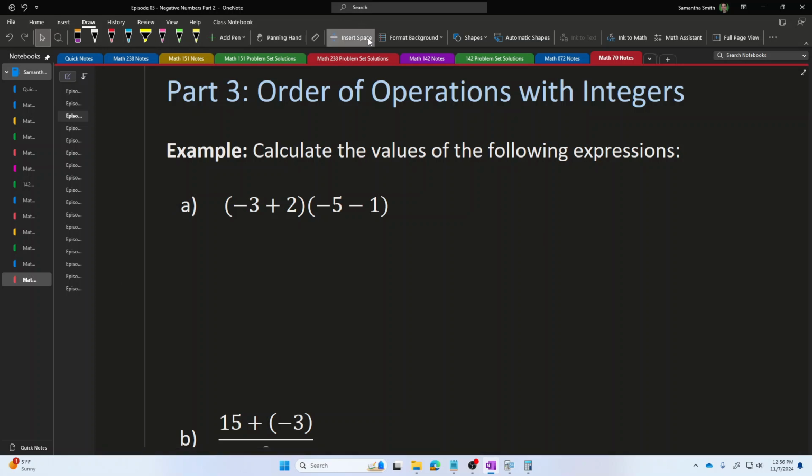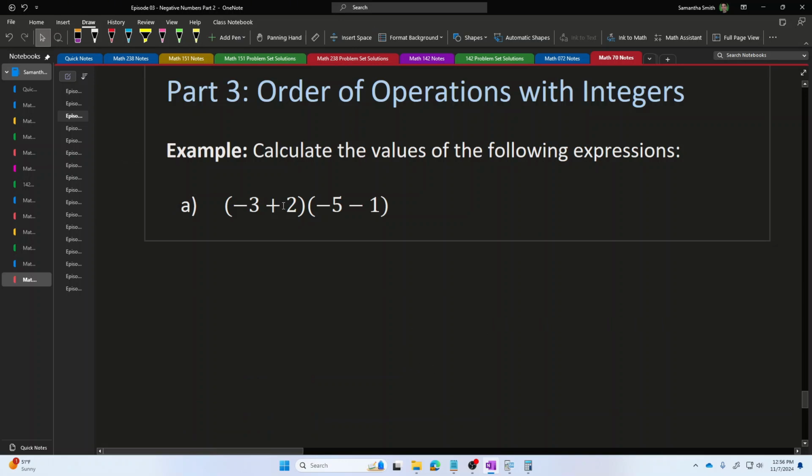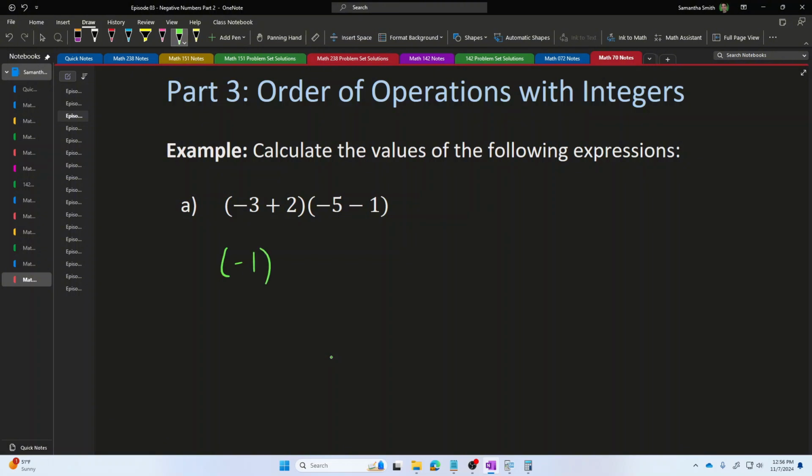Now, following PEMDAS, the very first thing that I'm going to do is work on these additions and subtractions inside of the parentheses. So the first thing I'm going to ask myself is, what is -3 plus 2? Well, if I start with a debt of -3, but then I am paid $2, then I can pay off a little bit of that debt, and that leaves me with -1 units of debt.